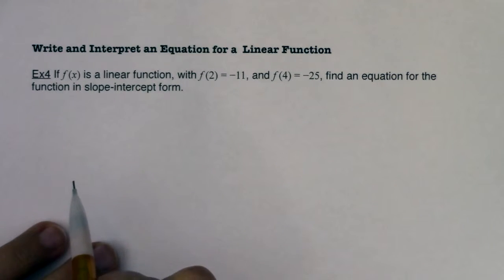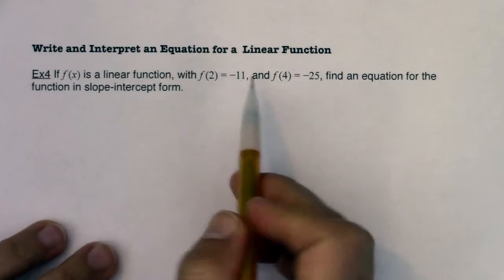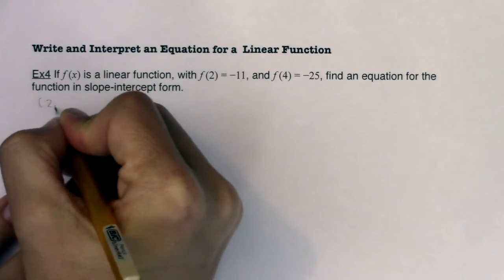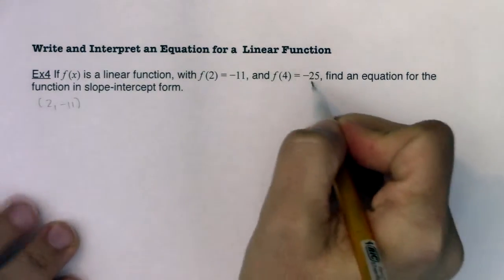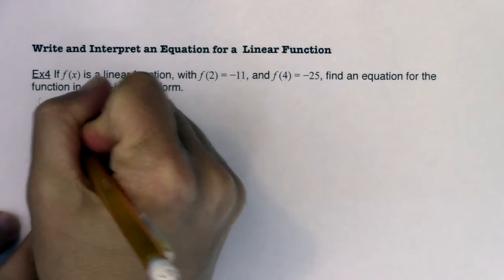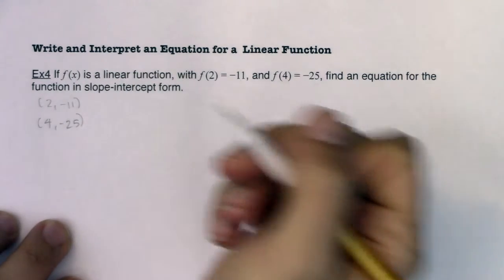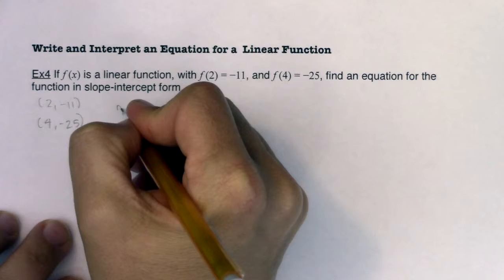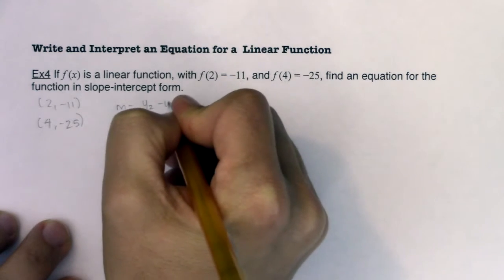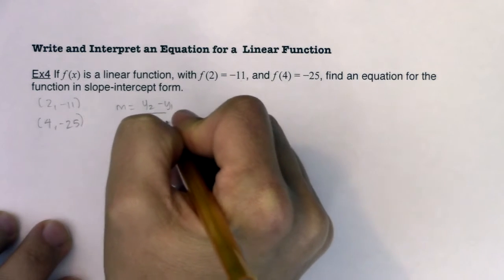Okay, so I'm going to do this a couple of ways, but first of all, I see an ordered pair. I see 2, negative 11, and I see 4, negative 25. From here, I can get the slope. We know it, right? y2 minus y1 over x2 minus x1.